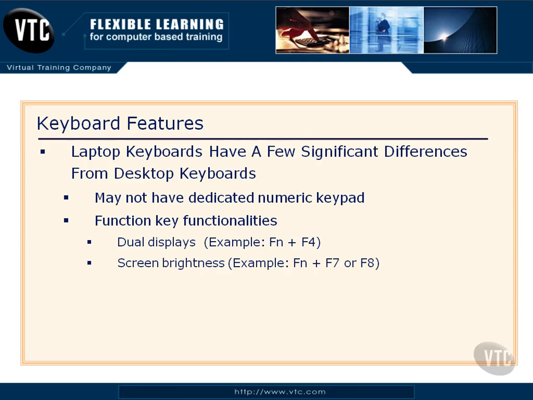I can press and hold down the function key, the FN key, and hit F7 to dim my screen, and F8 to brighten it. You can set volume settings on some laptops with the sound card with these function keys. You can turn the wireless on and off. You can do all kinds of things with these function keys.